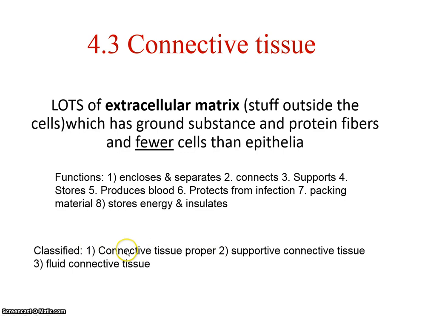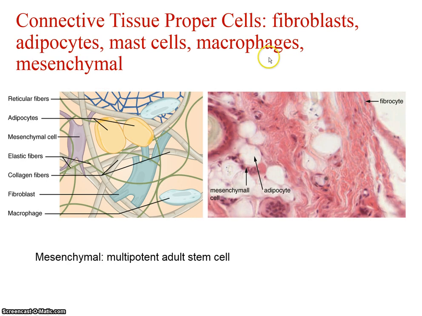So it's classified by connective tissue proper, or supportive connective tissue, or fluid connective tissue. All right. So connective tissue proper. In that, you would generally see the cells and the nuclei is what you're going to see. The cells are called fibroblasts, and it's because they build fibers. You see adipocytes, fat cells, mast cells, that's part of your protection, and macrophages, which are also part of your protection.